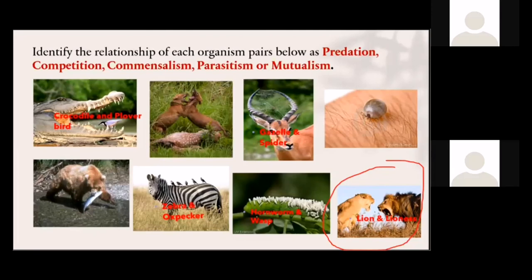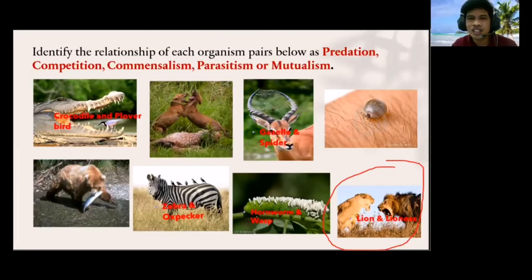So I'm going to stop this one, because we're going to proceed with the quiz now, okay? So you wait, I'm going to post the link in our line group. There are only, I think, 12 questions, very easy questions, just like this one, all about predation, competition, commensalism, parasitism, or mutualism, okay? So let me stop this one.